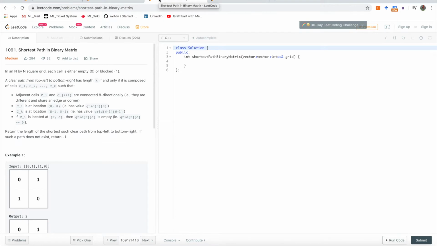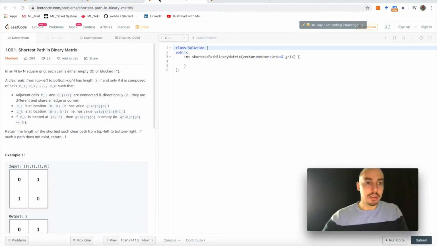Next problem, 1091, shortest path in a binary matrix, flagged as medium. In an n by n square grid, each cell is either empty, 0, or blocked. A clear path from top left to bottom right has length k if and only if it is composed of cells with the numbering c_1 all the way up until c_k, such that the adjacent cells c_i and c_i+1 are connected 8-directionally.